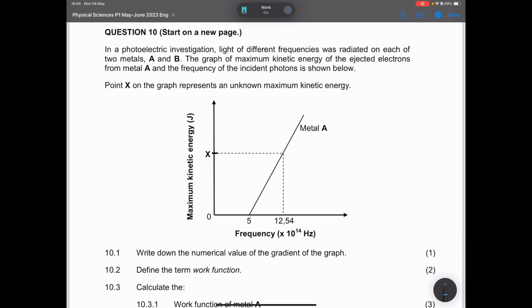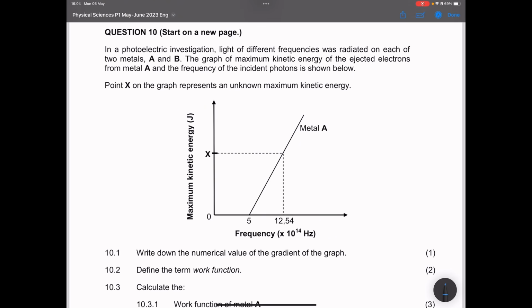Right, and finally question 10, they say in a photoelectric investigation, light of different frequencies was radiated on each of the two metals, A and B. The graph of maximum kinetic energy of the ejected electrons from metal A and the frequency of the incident photons is shown below. They say point X on the graph represents the unknown maximum kinetic energy. Right, they say write down the numerical value of the gradient of the graph.